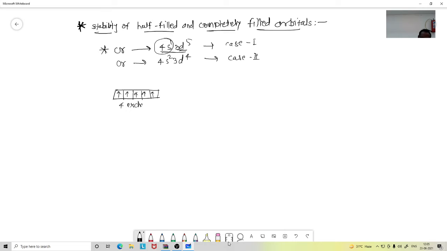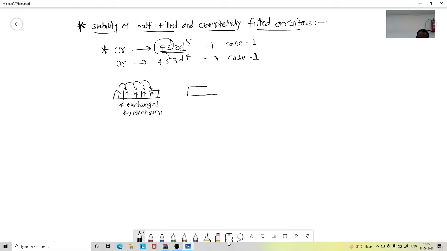4 exchanges by electron number 1. Which electron? This electron may have an exchange here, this electron may have an exchange here, this electron may have an exchange here, and this electron may have an exchange here. So there are 1, 2, 3, 4 exchanges possible.